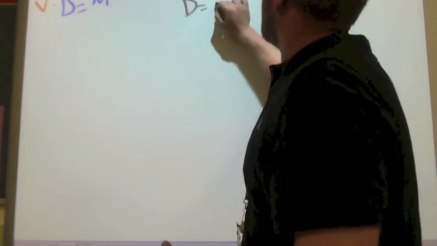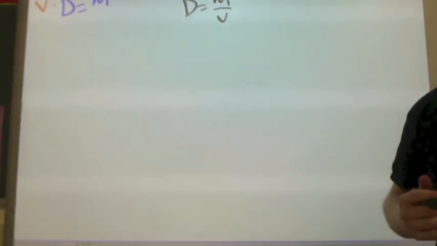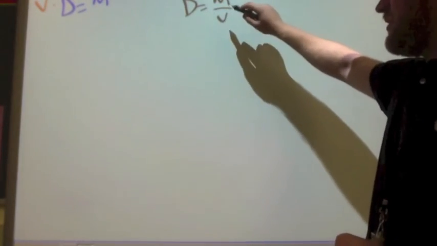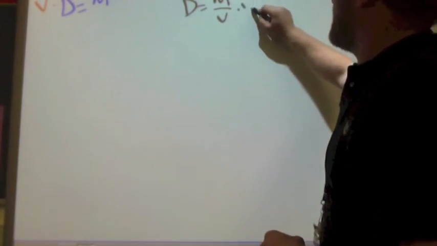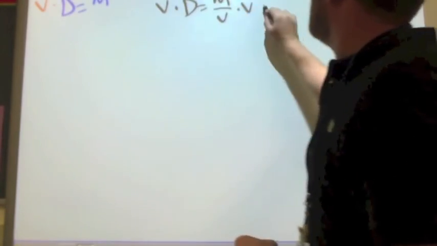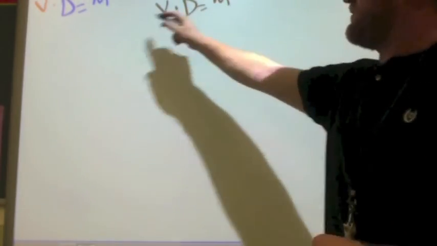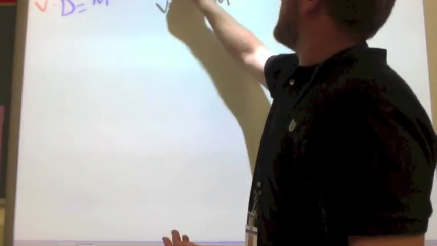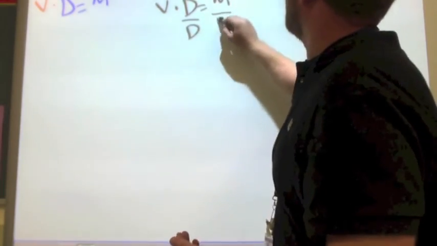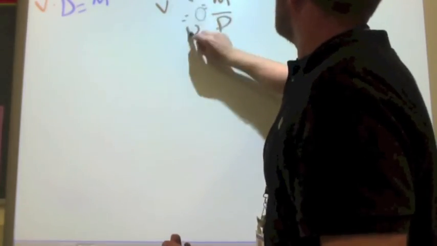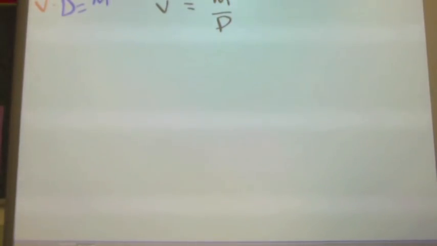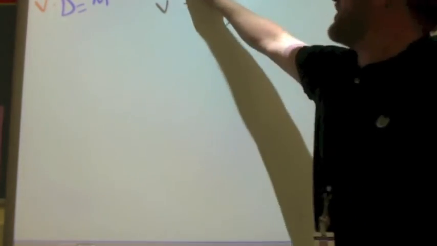If we need to solve for volume, starting with d equals m over v, it's a little trickier. I suggest doing this in two steps. Don't try to knock it out in one. So the first step, let's get volume out of the denominator. To do that, let's multiply by v on both sides. It cancels here, so same formula as we just got. And now that v is out of the denominator, we can easily solve by dividing both sides by d. So we get volume equals mass over density. So make sure you know how to rearrange formulas like that.